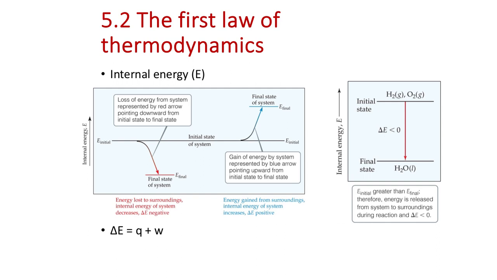So the first law of thermodynamics is showing us that we can have some initial state and some final state, and the energy can be lost by a given type of reaction. If the energy is lost, it's going to go to the surroundings of the reaction. So you can have a reaction lose energy.